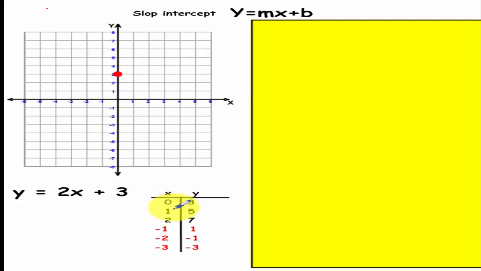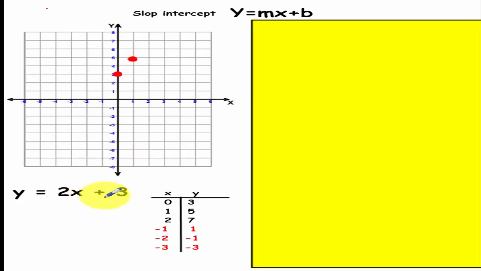All right, let's look at the next one. If x is equal to 1, y is equal to 5. If we have 2 times 1, it's 2. 2 plus 3 is 5. So x is equal to 1, we go over 1, and we go up 5. Now when we go up to 5, look at this. Our slope is 2. 1, 2. Just as it says right here.